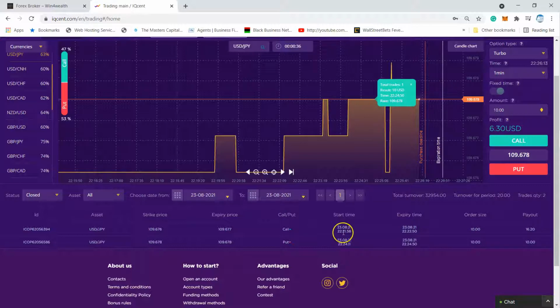$16.20. It tells you when you took the trade, what time it was on the international clock. It tells you if you did a call or a put. It tells you where you took the trade, and then where it ended up at. So it tells you if you won or not.